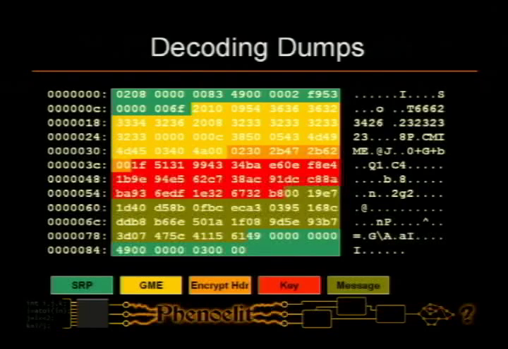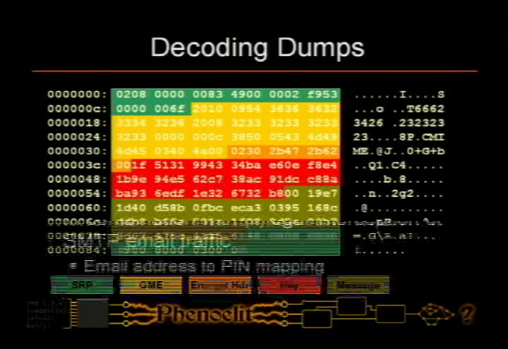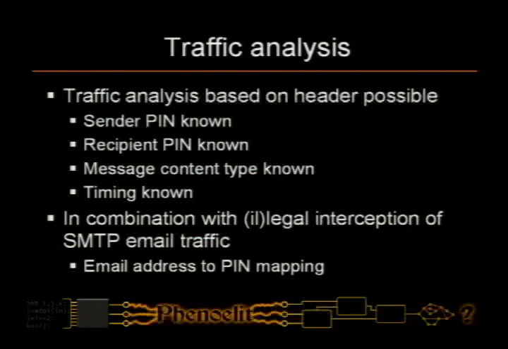This is how the dumps look decoded. Here you also see the I and the S in a message chunks, and you see the PIN messages, the PIN IDs, sender and receiver, which of course enables you then to do traffic analysis. If you're reading someone's traffic, like their SMTP traffic and their SRP traffic, meaning you own their border router or something, and that's doable, then you can actually relate.